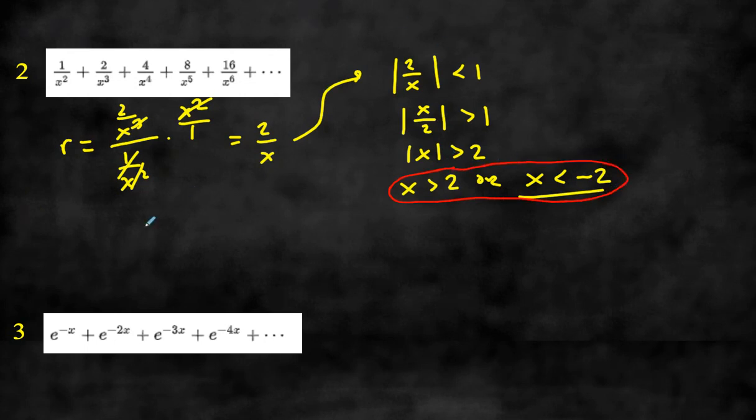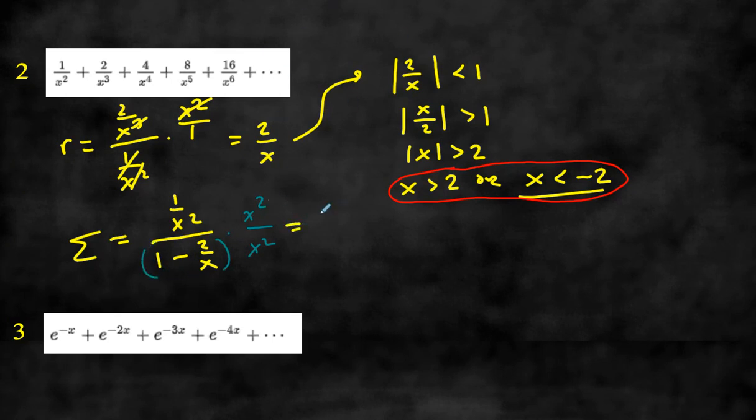When I go back and find the sum, it's the first term, which is 1 over x squared, divided by 1 minus the ratio, and the ratio is 2 over x. This is a complex fraction, so we're going to multiply both sides by x squared over x squared. It's going to have to distribute to the denominator. But that gets me 1 over, distributing x squared minus, and distributing here 2x. And there's the second one.